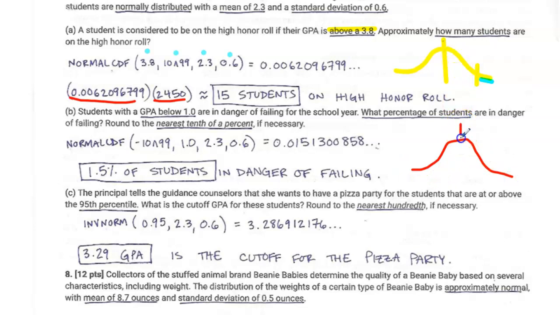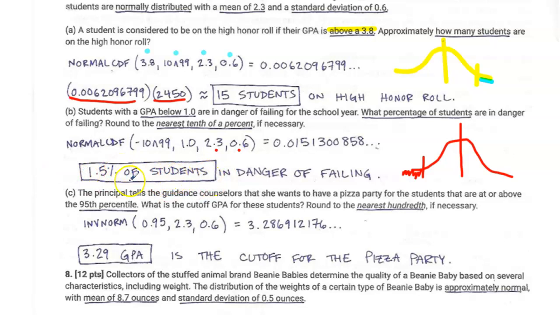A GPA below 1.0, same idea, except my normal distribution here isn't going to be based on 3.8. Now it's going to be based on 1.0, which is less than the mean, which is 2.3. I'm finding all the values that are below this value, or the area below this value. That means negative 10 to the 99th is my lower bound. My upper bound is 1. Here's my mean. Here's my standard deviation, just like before. 1.5% of students in danger of failing.